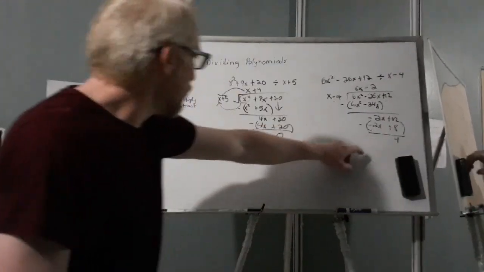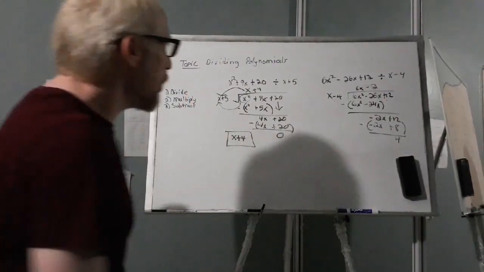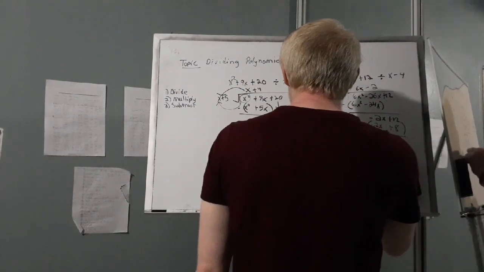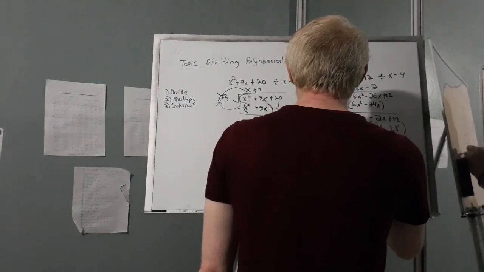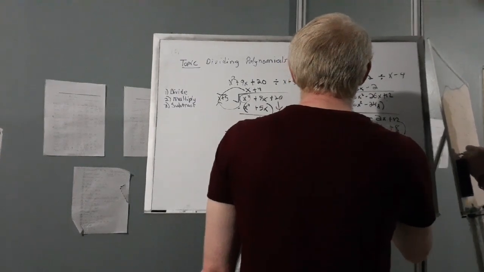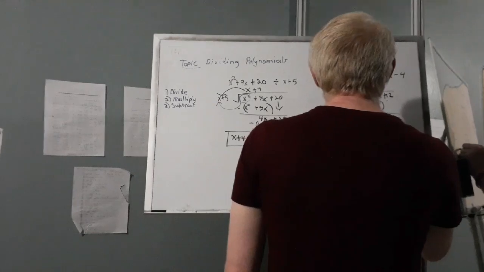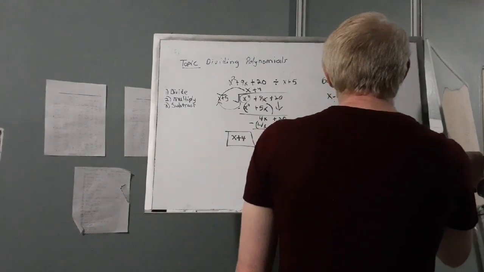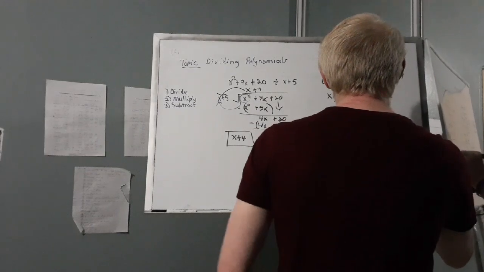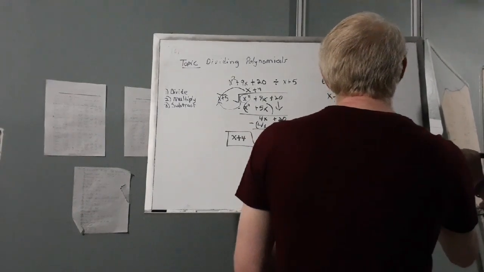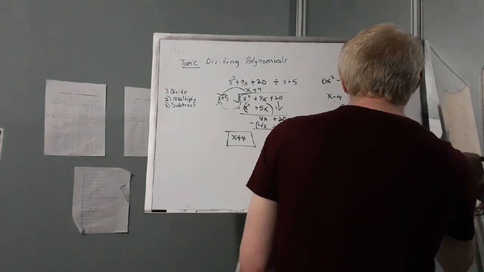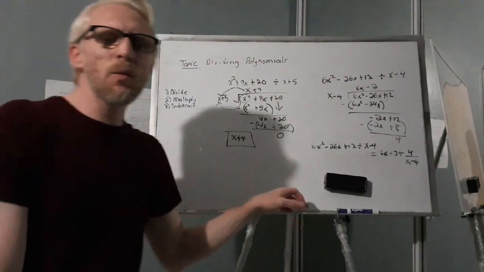Now here I had a remainder. In my previous example I didn't. So how do I express that? Well, you simply say that 6x squared minus 26x plus 12 divided by x minus 4 equals 6x minus 2 plus 4 over x minus 4. And that's it, guys. So that's pretty much how we do long division.